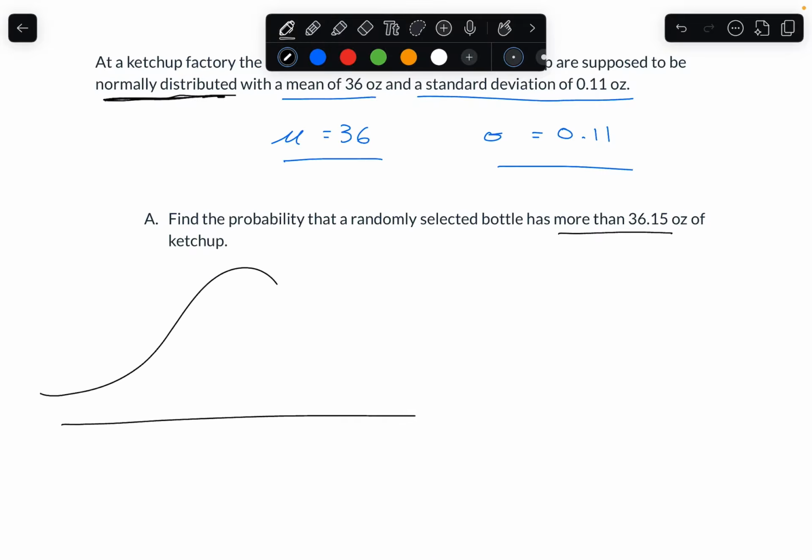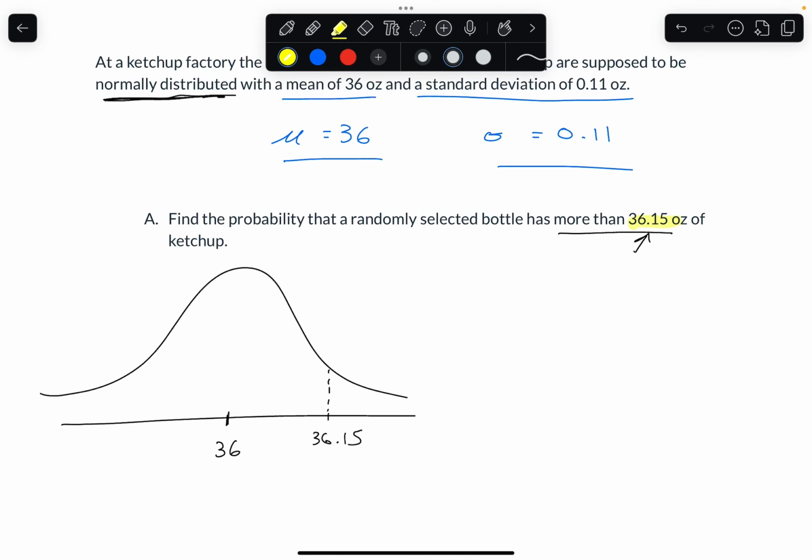And I know the mean is 36. That number lives right in the middle right there. And I want to know what's the probability that it has more than 36.15. So that's my observation. First of all, 36.15, this number right here, that's going to live somewhere to the right. It's greater than my mean. So let's just say here's 36.15. It lives somewhere to the right of the mean. I don't necessarily care about how far it is. We're just going to put it somewhere to the right. So I'm talking about this data value right here.